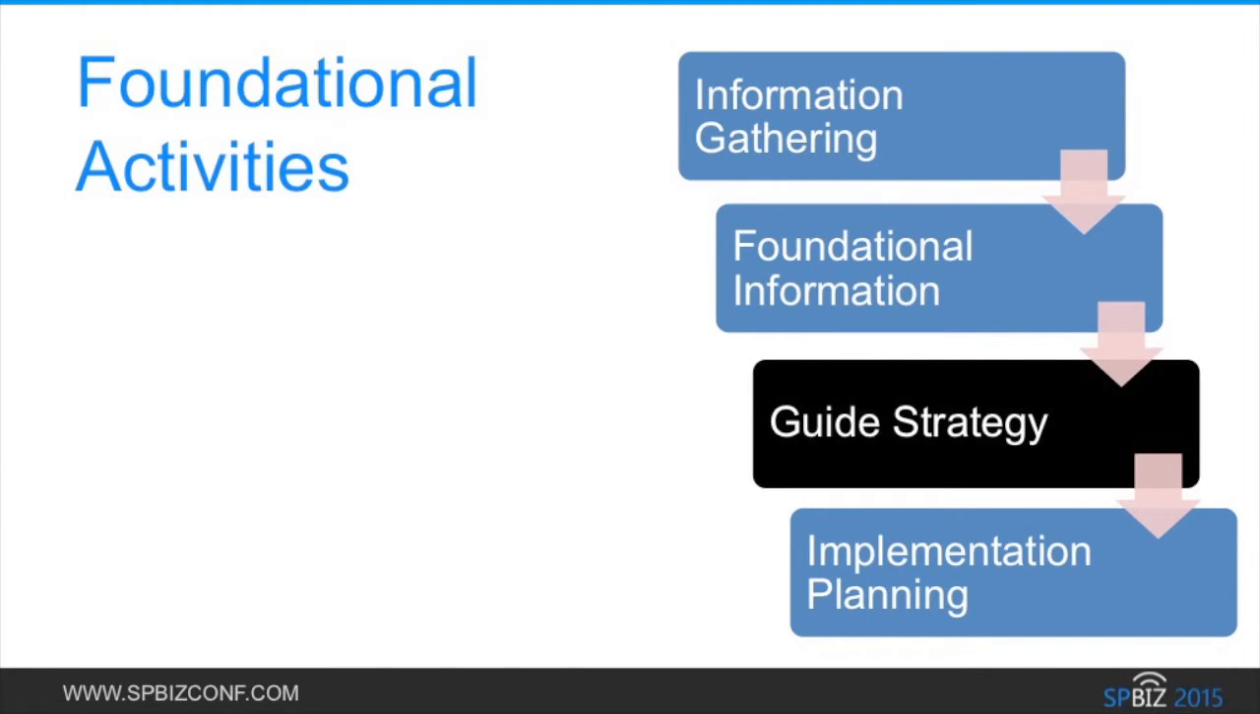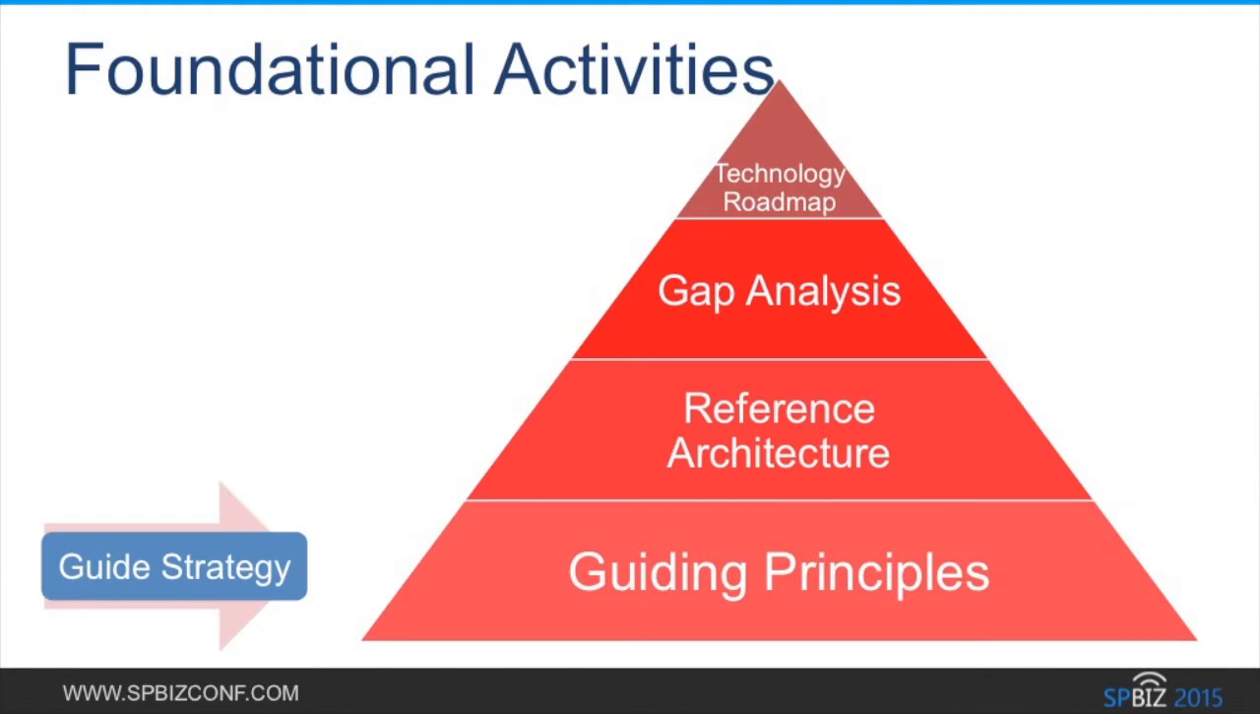Establishing foundational information tends to take some time, but when it's complete, you can move on to guiding strategy. Now, I'm not going to go into depth in each of these for time, but for guiding strategy, you'll want to develop some guiding principles for your project. Develop a reference architecture of all technologies and how their functionality interacts. Perform a gap analysis if you have not done so already, and then develop a technology roadmap if one doesn't exist in your organization to determine the overall direction of technology in the organization.